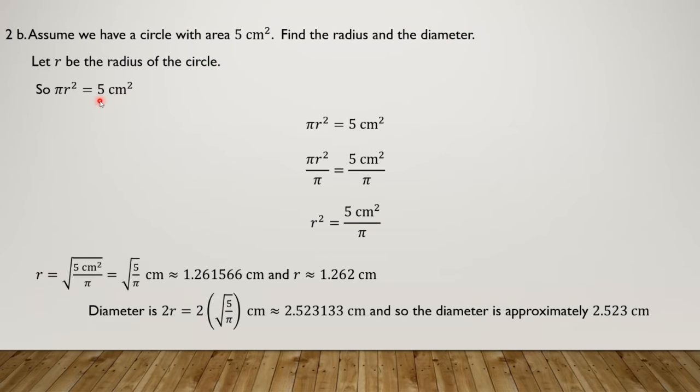So from here, we're going to get pi times R squared is 5 square centimeters. And then it's just like before, same process. Namely, first we divide by 5, okay?